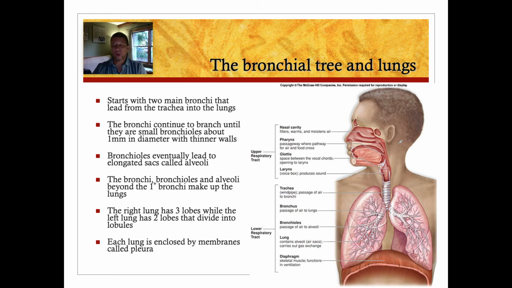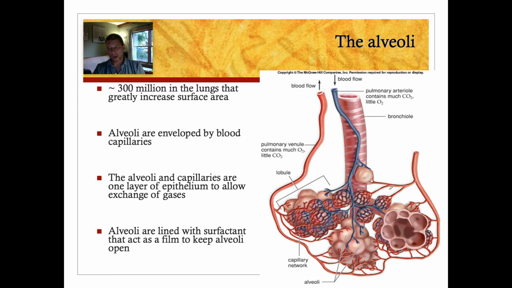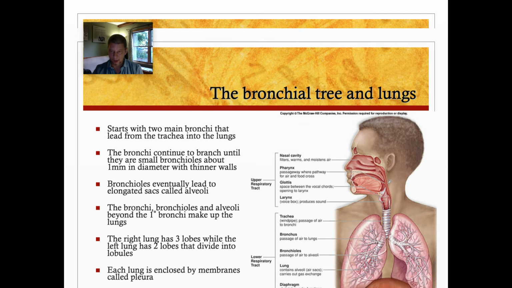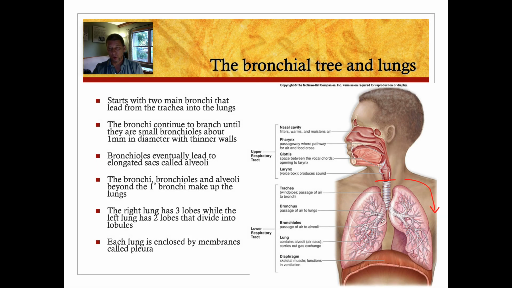Now, the bronchial tree, if you can imagine this, take the trachea here, and then take the whole picture and turn it 180 degrees. If you look at the trachea as the base of a tree trunk, you can see the branches leading off of the tree trunk. And so it looks like an upside down tree. And so we refer to it as the bronchial tree.